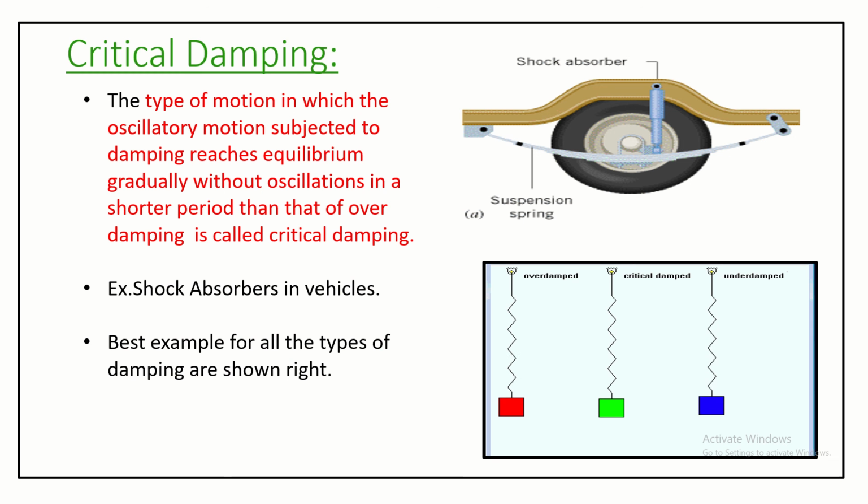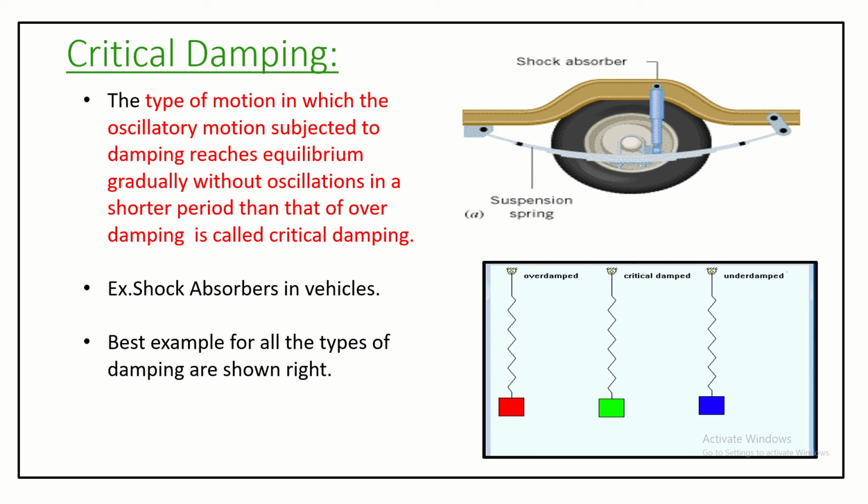The example for this type of damping is a shock absorber. Moreover, critical damping and over damping are slightly the same. But critical damping is the type of motion in which the oscillatory motion subjected to damping reaches the equilibrium position without oscillations in a short span, unlike over damping. So this is the difference between critical damping and over damping.